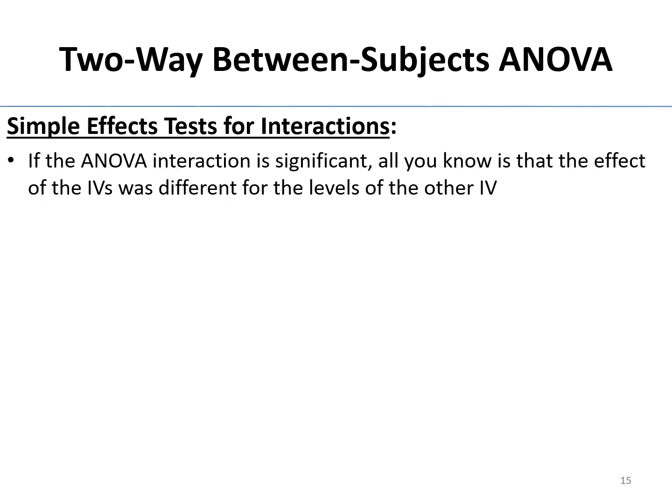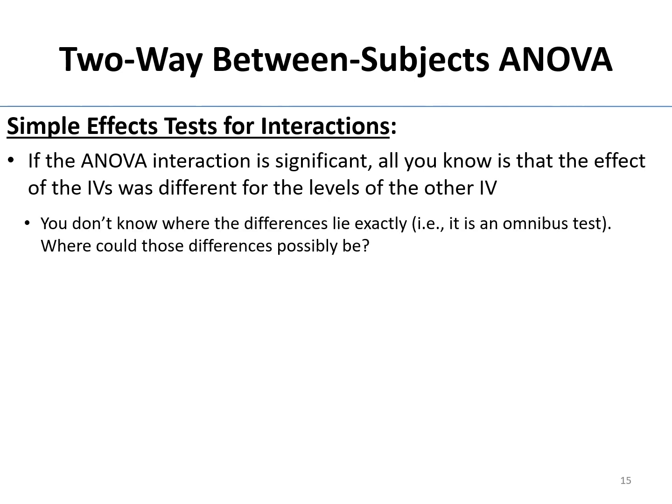Who was more hostile? Well, here you've got to do a series of things. You got to do what's called tests of simple effects for your interaction. So again, if the ANOVA interaction is significant, all you know is that the effect of the IVs was different at the levels of the other IV. You don't know where the differences are. This is an omnibus test, just like all the prior ANOVAs we've done and the chi-squares. So all you know is, okay, something going on here with my variables.